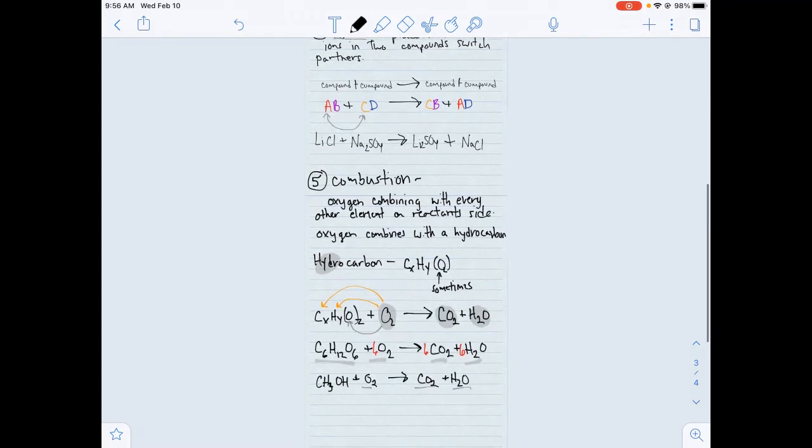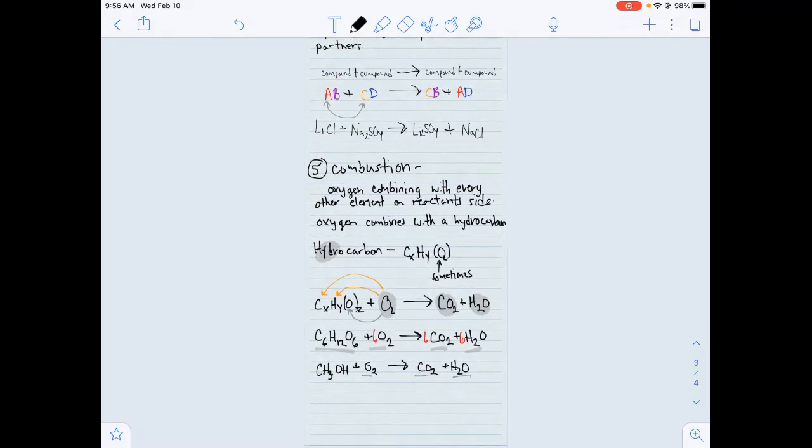And then the last one is oxygen combining with every other element on the reactant side. Typically will show you oxygen combining with a hydrocarbon. And when you do that, you end up with carbon dioxide and water.